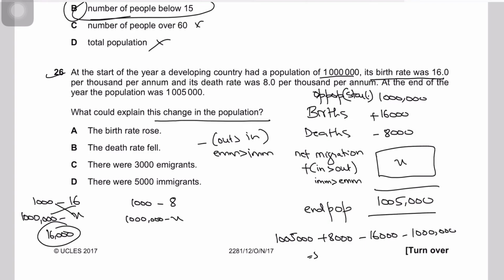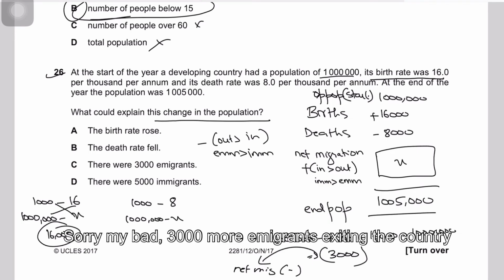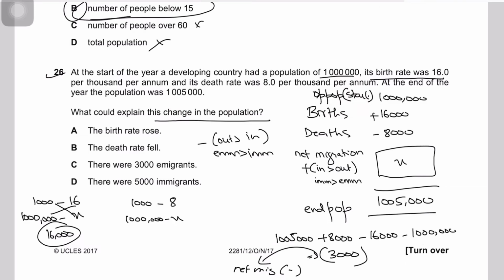So the correct answer is 3,000, and it's actually coming as negative 3,000. If it's negative 3,000, it means that the net migration is negative, which means there are more people exiting the country. There are 3,000 more emigrants exiting the country. So assuming in this MCQ that the number of people who came into the country was 0, the correct answer would be C, that 3,000 emigrants left the country.